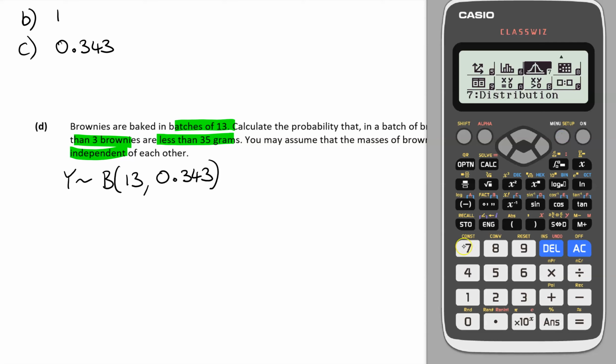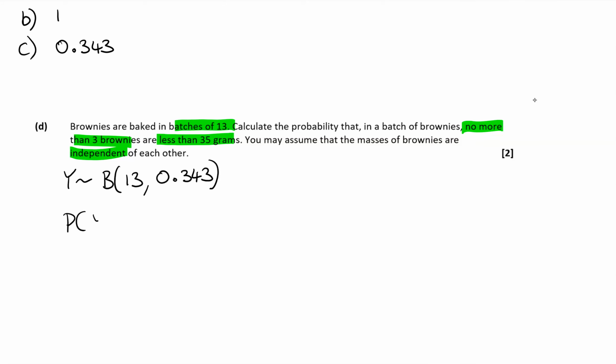So then we just go menu 7 and binomial CD here, because we want the probability that there's no more than 3. So we need the probability that it's 3 or less. So I put x as 3 here because I need to include the 3. And then n as 13 and p as 0.343. Hit equals. I get 0.296 when I do so. Yeah, again, depending on what you have here for your probability, it may differ slightly. I think if you put 0.344, you end up getting 0.294. And that's how we'd answer that question.